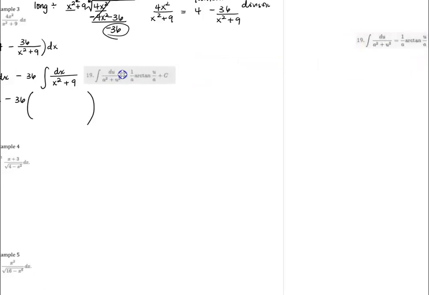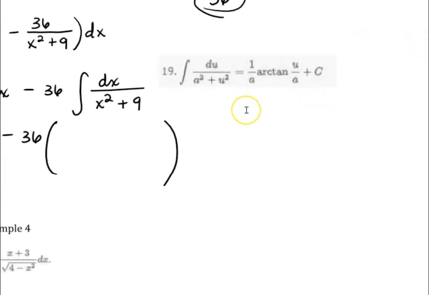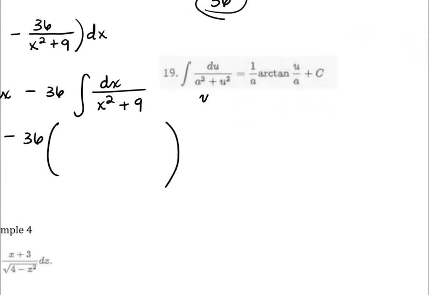So we can see that to apply this, again, u is like x, and a is 3, because we have x squared plus 9, and 9 is 3 squared. So I'm now going to fill this out.